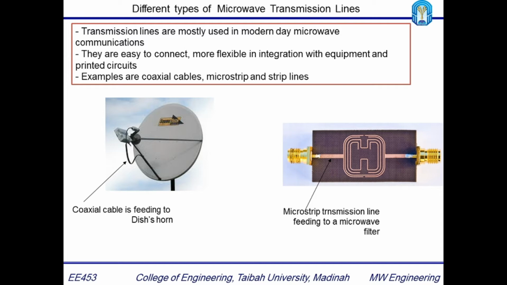For example, the coaxial cables, which we usually use in satellite systems in our homes, and this is called the coaxial cable. And another type of microwave transmission line is microstrip. And if you open up any device like Wi-Fi, your modem or mobile, inside you will find these microstrip transmission lines. So most of the devices these days are dependent on the microstrip transmission line.